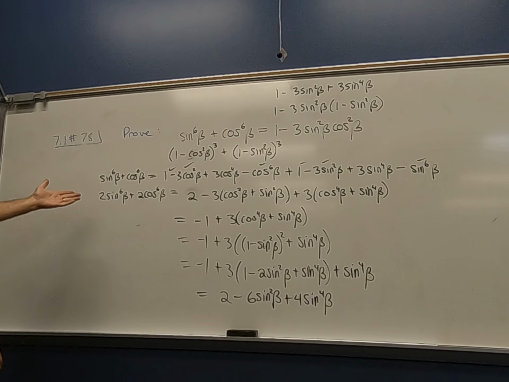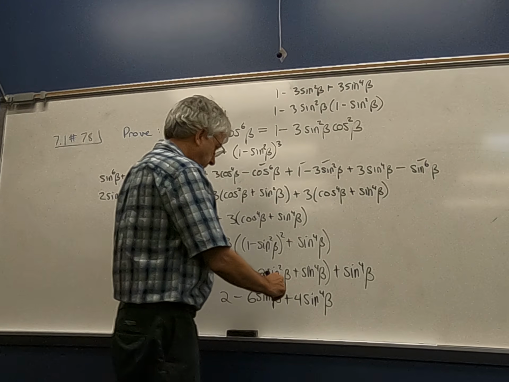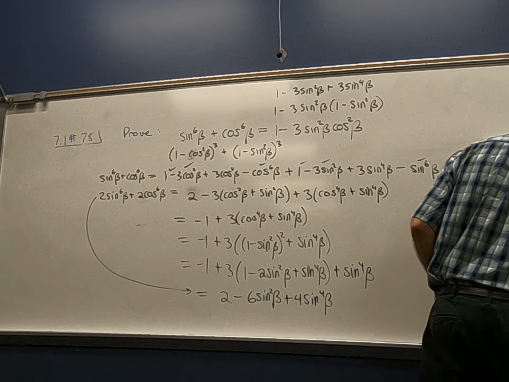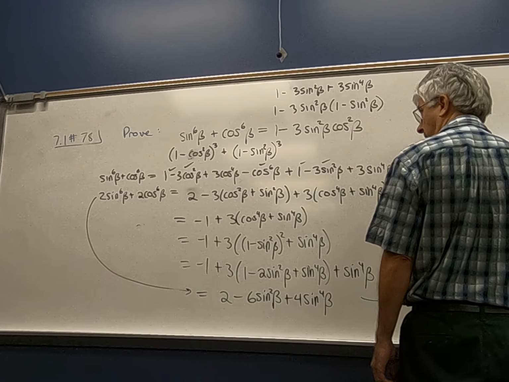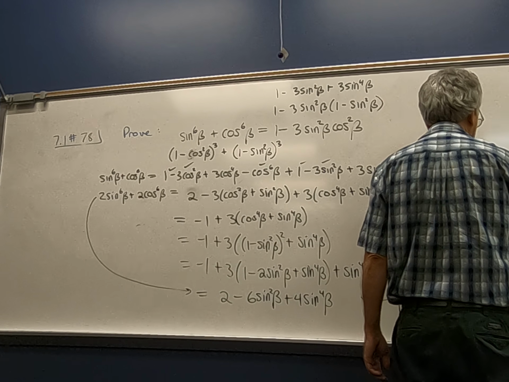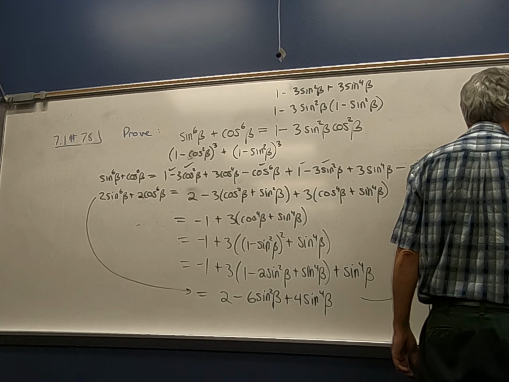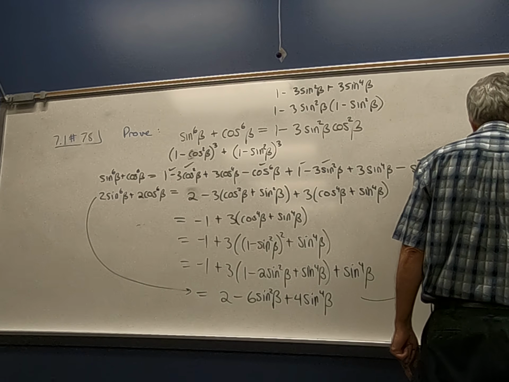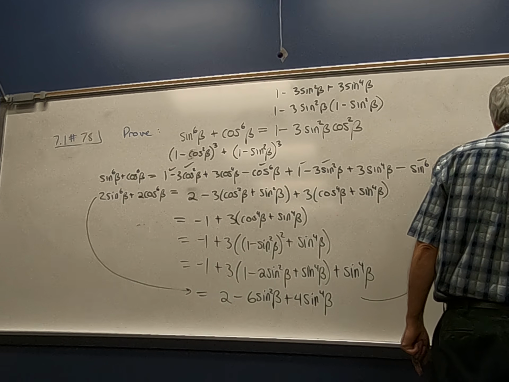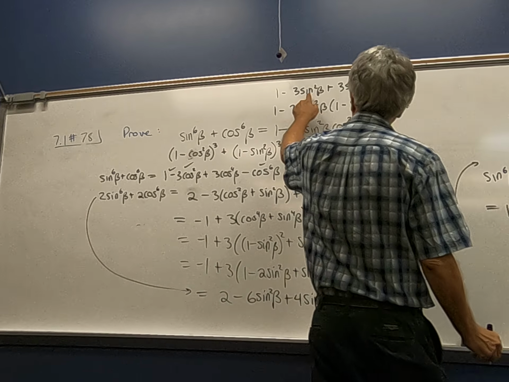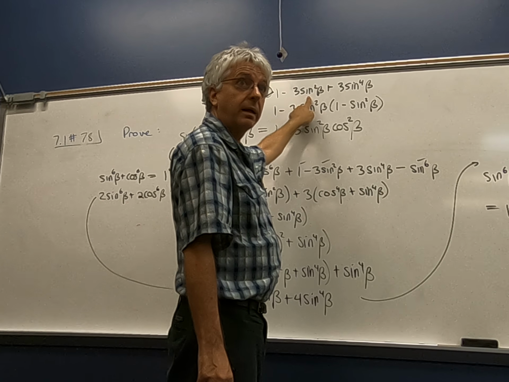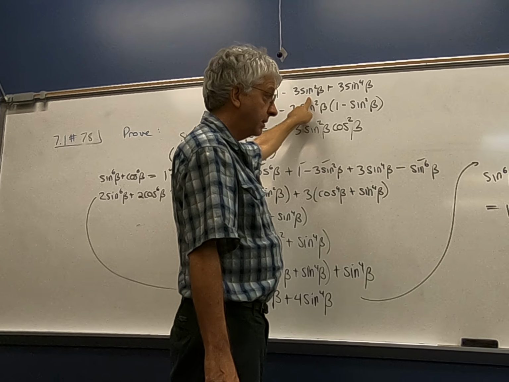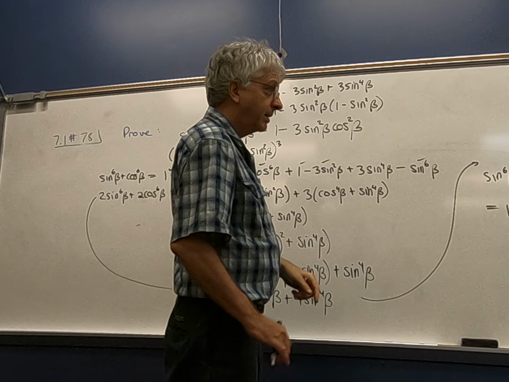And that's twice sine. So I can put this together, right? So this equals that, and that tells me that sine to the 6th beta plus cosine to the 6th beta is going to be half of this, which is 1 minus 3 sine squared beta plus 2 sine to the 4th beta. Et voila. Boom. So that's it. We proved it. Let's take a break.